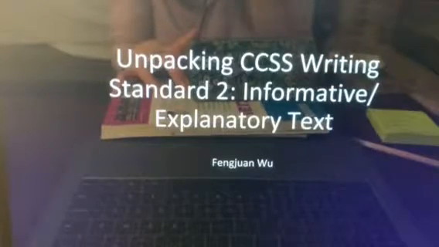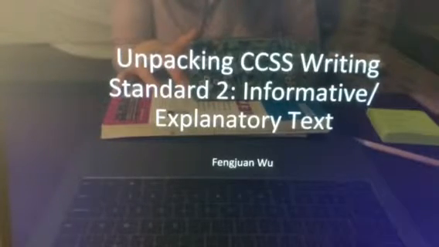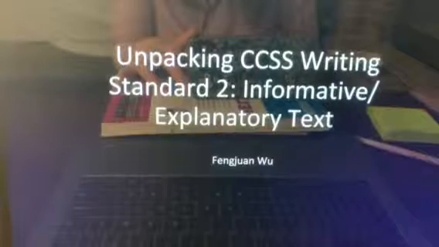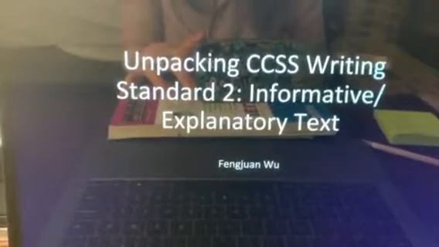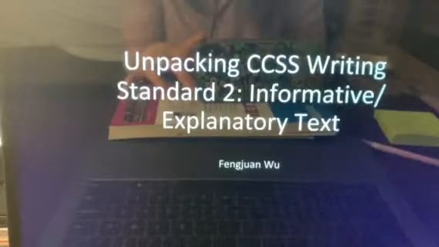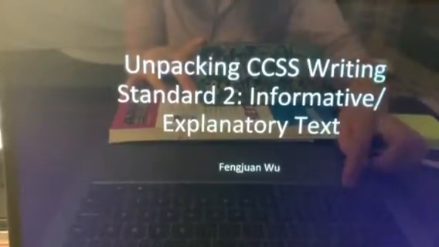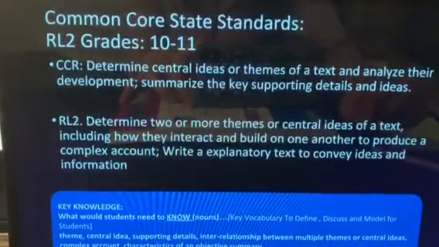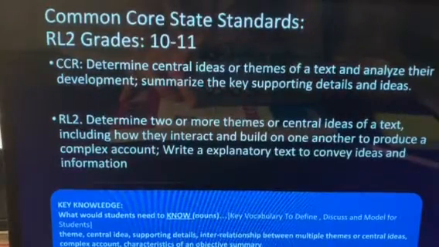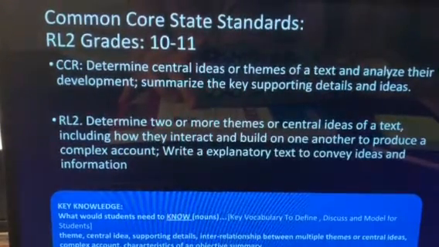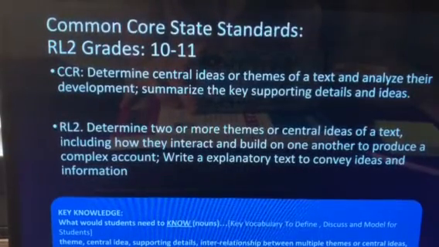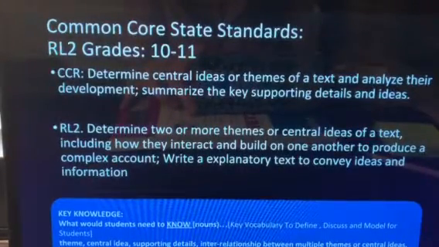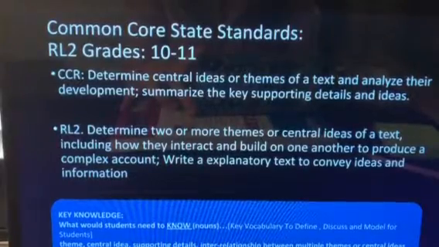Today, I'm going to talk about unpacking the Common Core State Standards for writing: write an informative and explanatory text. Right now, I'm teaching English as a second language for both grades 10 and 11, and also teaching reading and writing. And we're using Common Core State Standards.